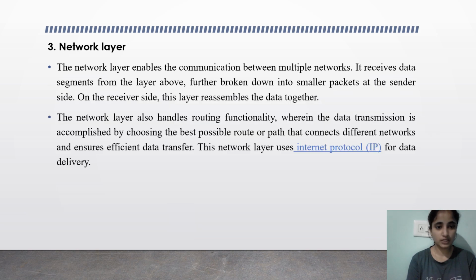Third layer is the network layer. The network layer enables the communication between multiple networks. It receives the data segments from the layer above, which are further broken down into smaller packets at the sender side. On the receiver side, this layer reassembles the data together.